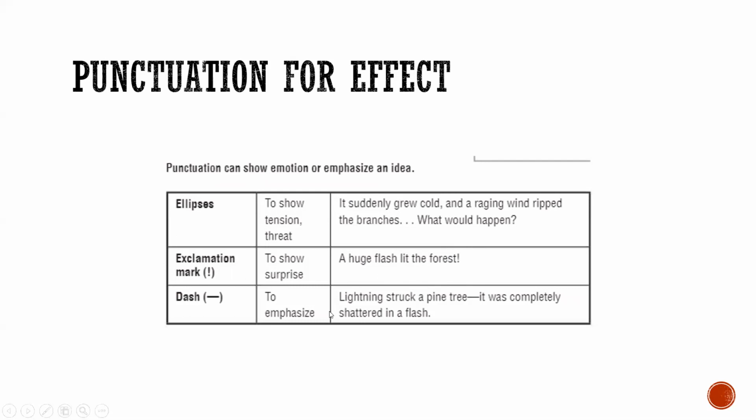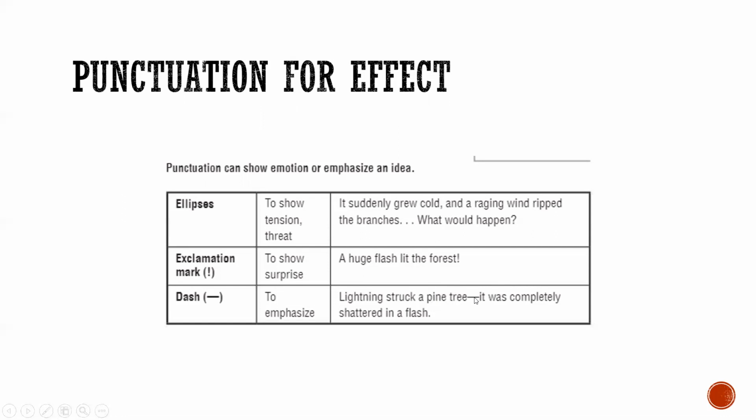It's to emphasize or to focus on a certain idea in your statement. Lightning struck a pine tree—it was completely shattered in a flash. If you would notice, there is an independent idea right here, but you want to continue. You want to offer some more information. In that sense, you can use a dash. It was completely shattered in a flash. You wanted to emphasize what happened to the pine tree, so in that case you use a dash.